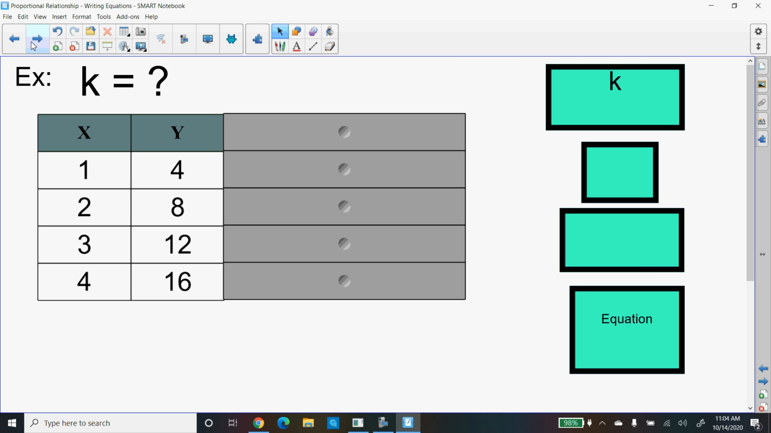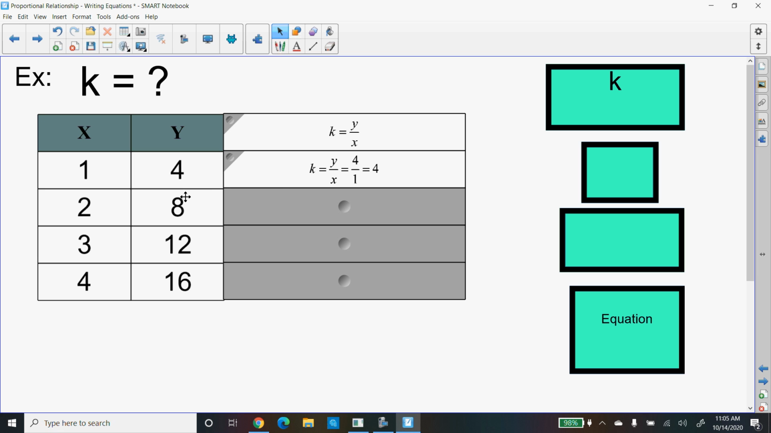So here's a question for us. So let's try it. So we have x 1, 2, 3, 4, and y 4, 8, 12, 16. First thing we want to do is find the k value, or constant of proportionality. So I prepared a third column for us, and that'll be where we do our work to find the constant of proportionality. Remember, the formula is y divided by x. So we're going to take the y coordinate and divide it by the x coordinate. So we'll have 4 divided by 1. That is equal to 4.